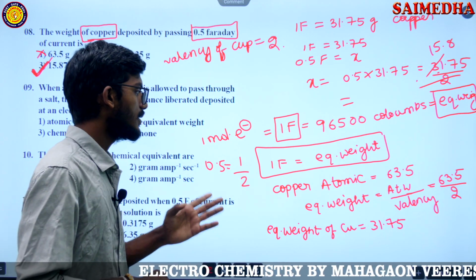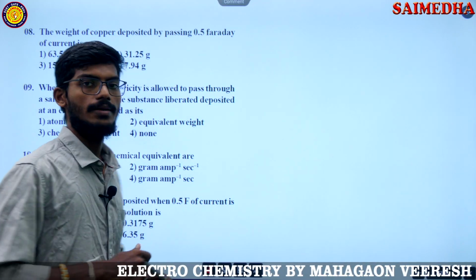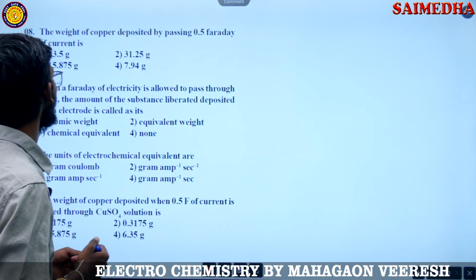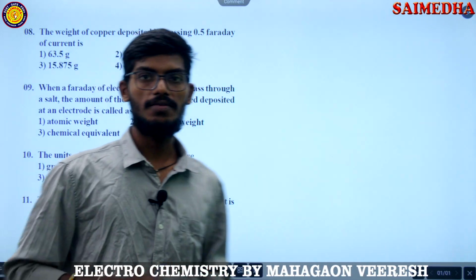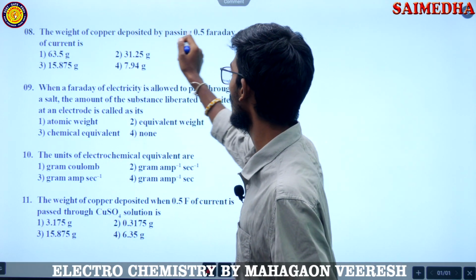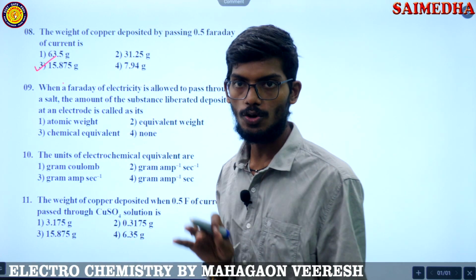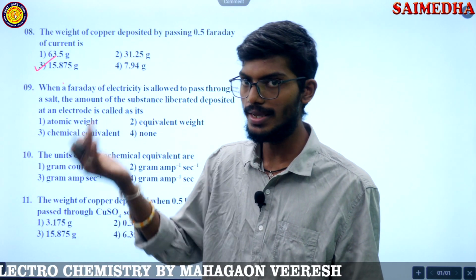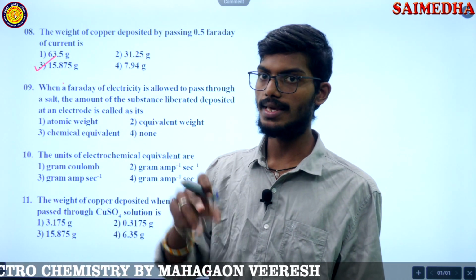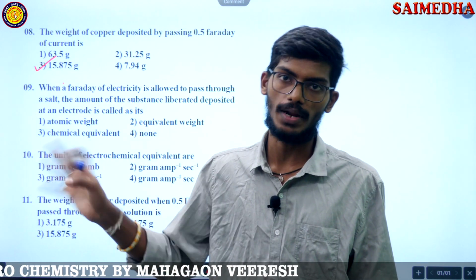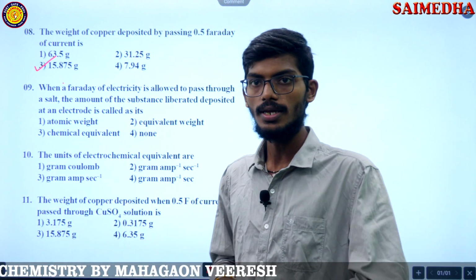Okay, so take it down, guys. Right, now we'll go with the next question. So see what I told you, we have seen the weight of a copper deposit by passing 0.5 Faraday is how much? 15.875. How is that? You know that. Okay, atomic weight by valence is the equivalent weight. 1 Faraday gives equivalent weight. 0.5 means multiply by 0.5. Okay, that is the question.